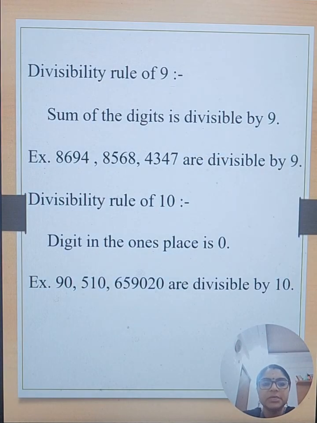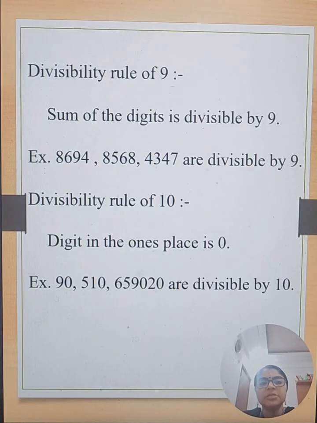Then we are going to see the divisibility rule of 9. It is telling that the sum of the digits is divisible by 9. If any number is given to you, you have to take the sum of the digits. If the sum value is divisible by 9, then we can tell the whole number is divisible by 9.